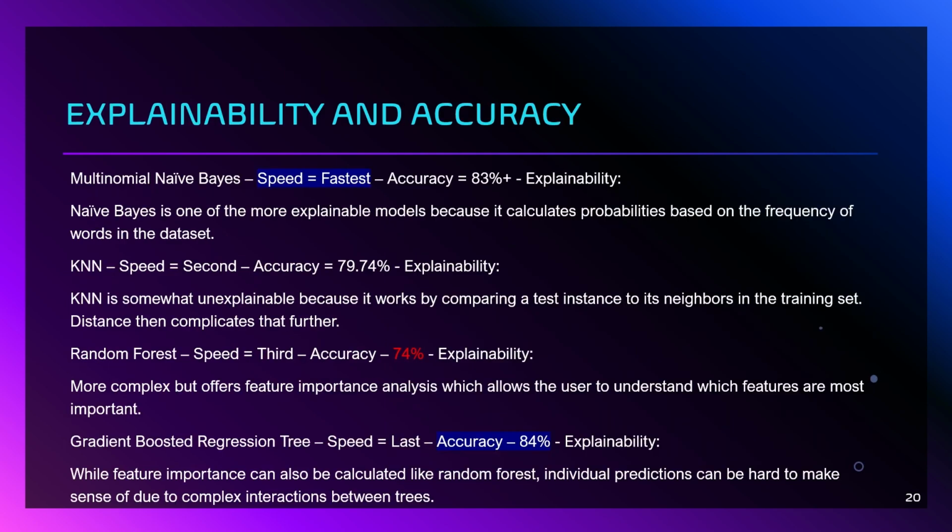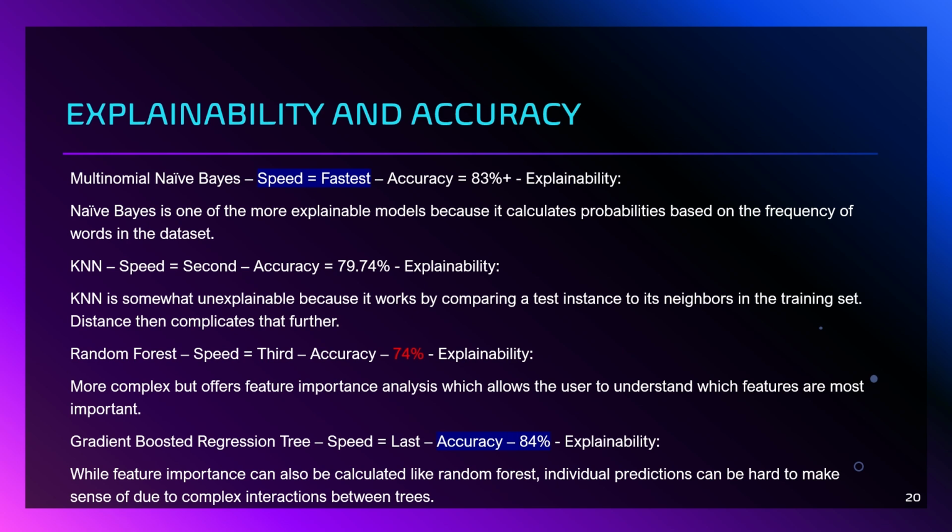So here's the explainability and accuracy section for this project. Multinomial naive Bayes was the fastest. It's one of the more explainable models that calculates probabilities on the frequency of words. KNN was the second fastest. We've covered this before, but it's pretty unexplainable. Random forest had the lowest accuracy, and speed was third.